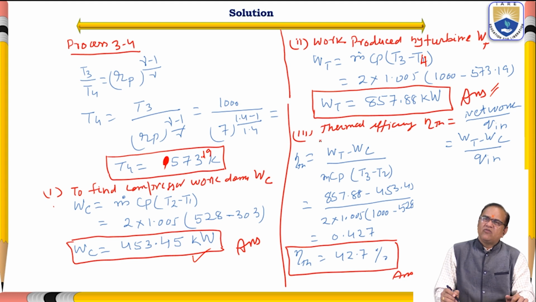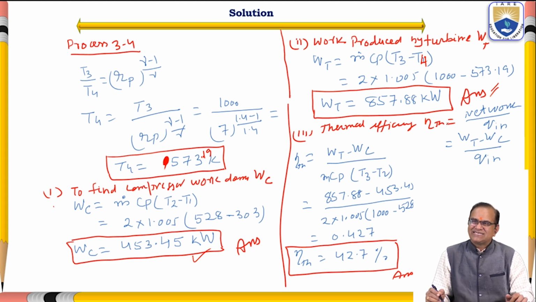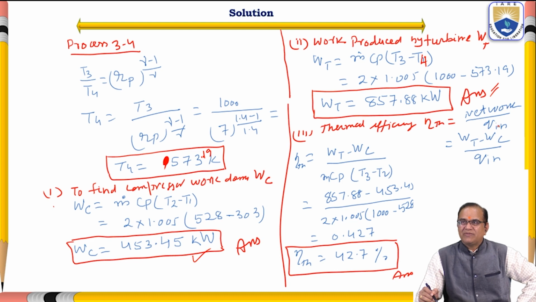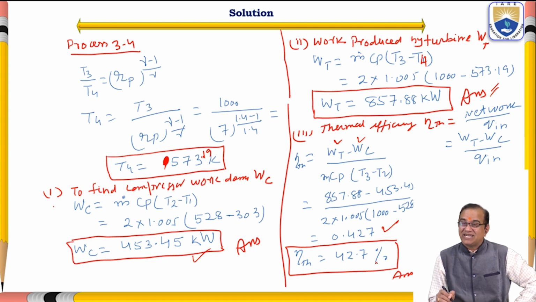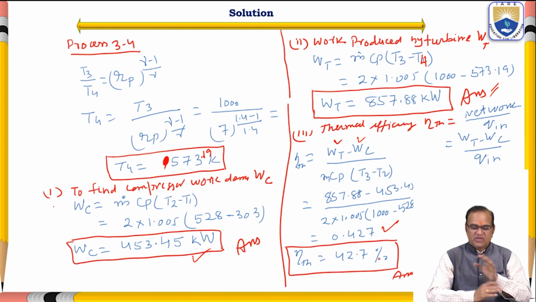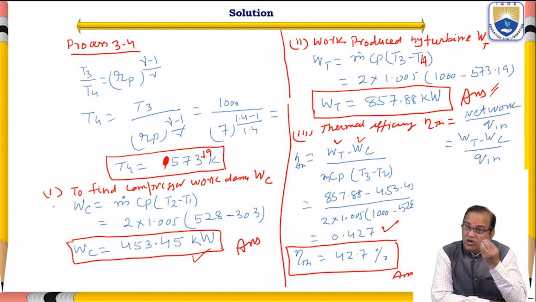Now, if you want to find the thermal efficiency of this cycle, it is the net work done divided by Qin, Wt minus Wc by Qin. So Wt we know, Wc we know, Qin is equal to m Cp (T3 minus T2). So 857.88 minus 453.45 divided by 2 into 1.003 into (1000 minus 528.6). So we will get this thing as 0.427 or 42.7%. It means the efficiency of this cycle as an ideal cycle, we are getting only 42%.